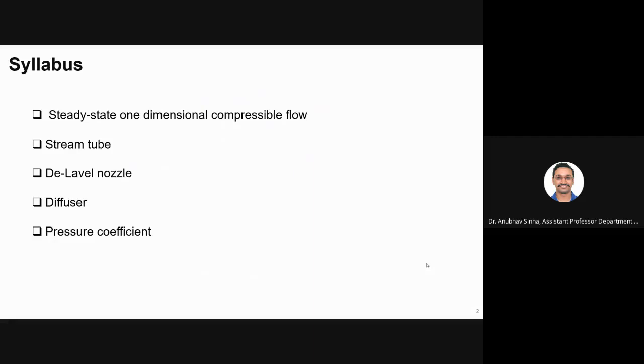We'll look into a steady state one-dimensional compressible flow, and we'll derive equations based on a stream tube. We'll look at something called the de Laval nozzle, which is basically a convergent divergent nozzle, and we look at how we define nozzle and diffuser for a compressible or incompressible flow, or basically supersonic or subsonic flow, and finally we'll talk about pressure coefficients. So this is a part of your syllabus for this chapter.